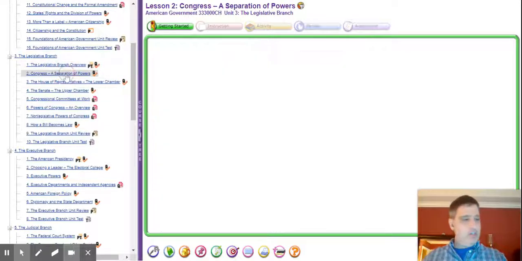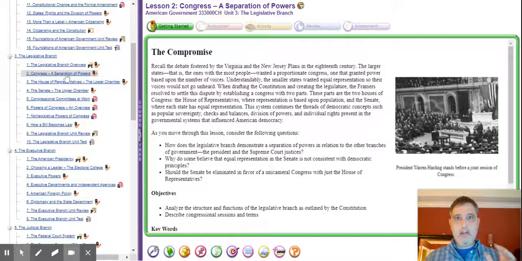All right. 3.2 then gets into how the legislative branch is structured. We have what's called a bicameral legislature, which means that we have two houses. We have an upper house that we call the Senate, and we have a lower house that we call the House of Representatives. And the fact that we have a bicameral legislature with a House and a Senate is a result of a compromise that took place when the Constitution was being written.